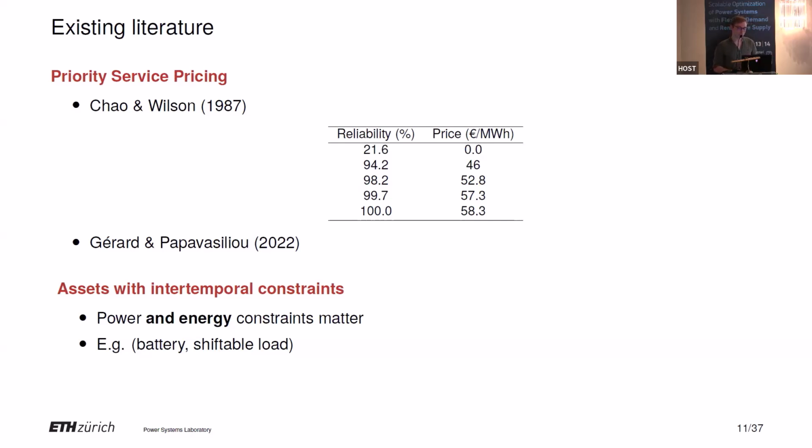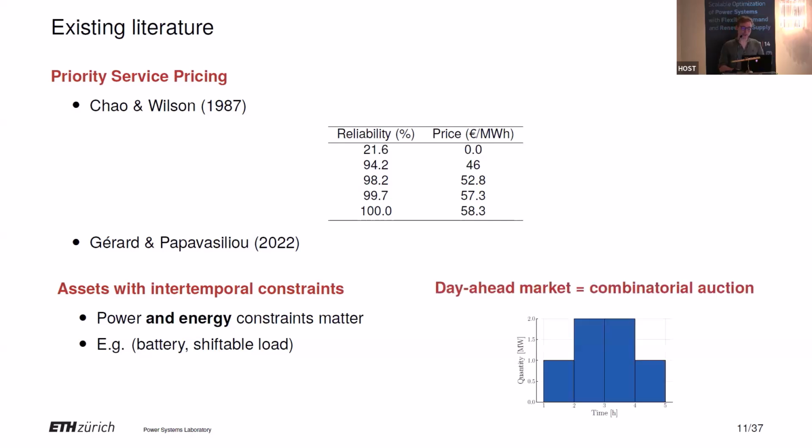And here I want to draw a parallel to wholesale markets. Well, in wholesale markets, it's a bit the same. At the moment, the day-ahead market is a combinatorial auction, and the reason is that you're bidding on 24 hours, not separately, but at the same time. You have these block bids, these profile bids, where the participants bid at the same time for the 24 hours. This reflects the fact that there are a lot of assets that have intertemporal constraints and energy constraints. And the parallel here is that for the retail market, it also matters a lot.